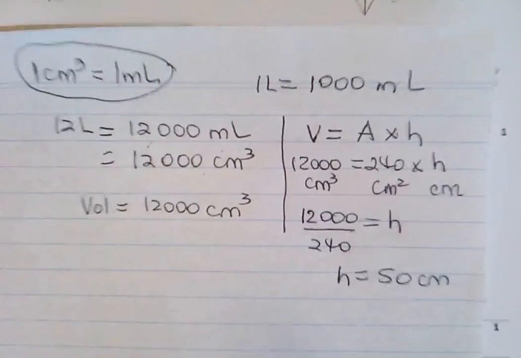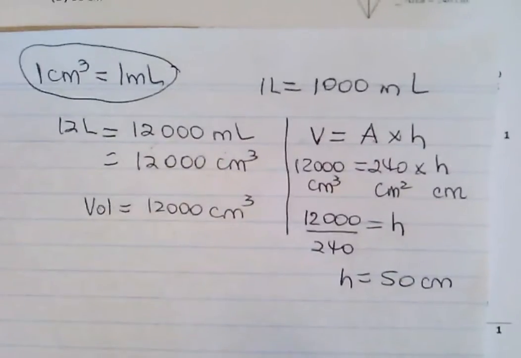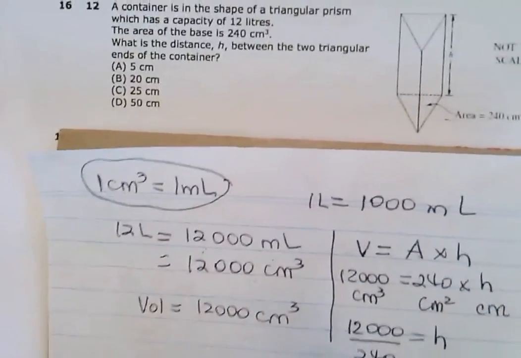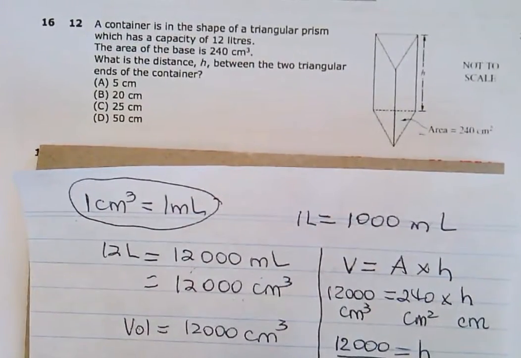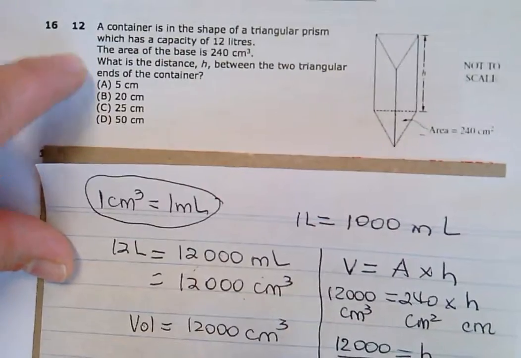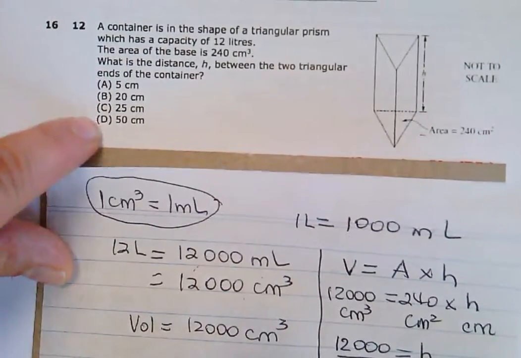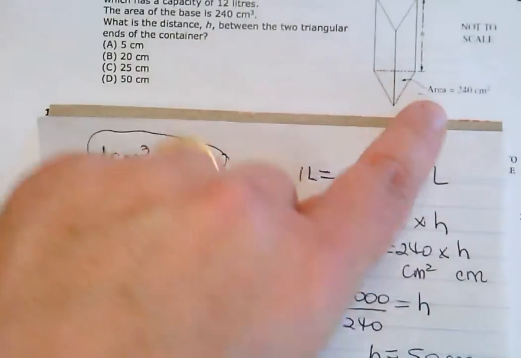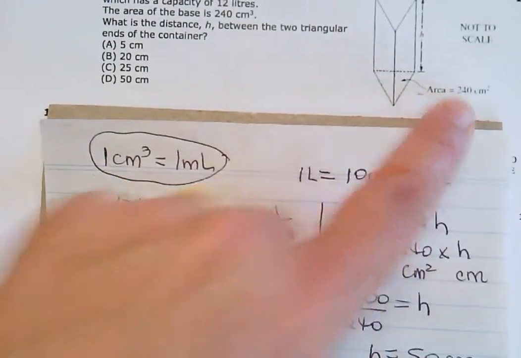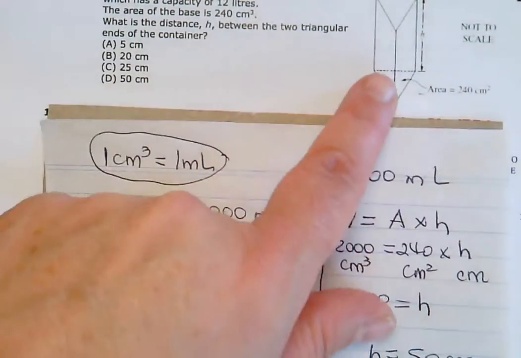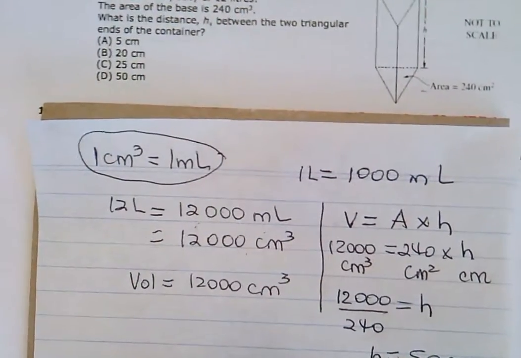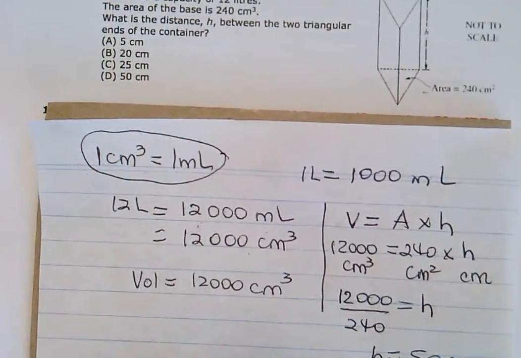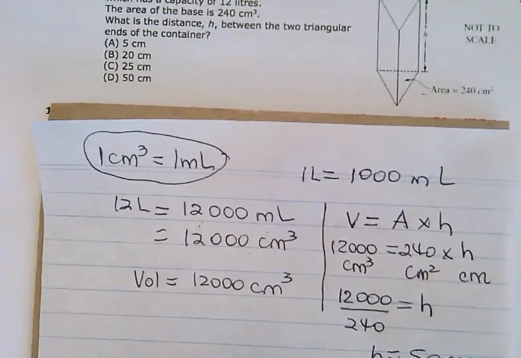Now, let's say you couldn't do it like that. You know what you could do? If you've got time, you can try all the different multiple choice answers. You know how they've got a few different answers? 5 centimetres, 20 centimetres, 25 and 50. You can multiply your cross-section 240 by each of those and you'll get centimetres cubed. You'll change it into mils and see which one equals 12 litres. That's your other way of doing it. Do you want me to show you that?